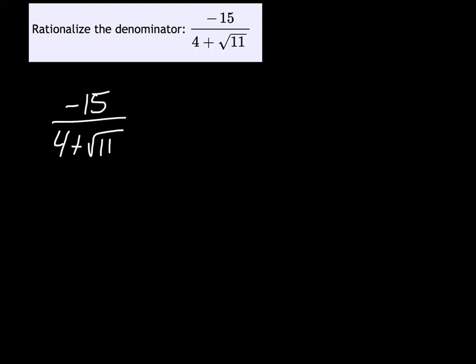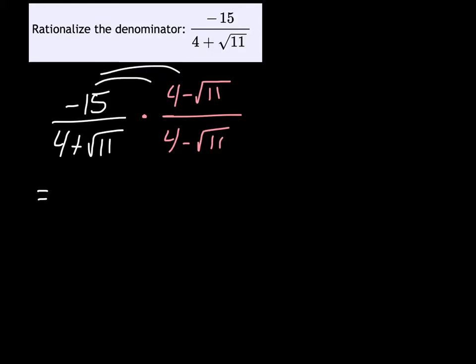Alright, to rationalize this denominator, what you do is you multiply this fraction on top and bottom by the conjugate of the denominator. And then as we're multiplying this out, we need to FOIL or distribute. So on top I'm distributing this negative 15 to the 4 and to the negative root 11. So negative 15 times 4 is negative 60. And then negative 15 times negative root 11 is positive 15 root 11.